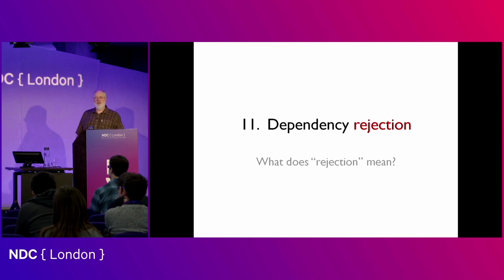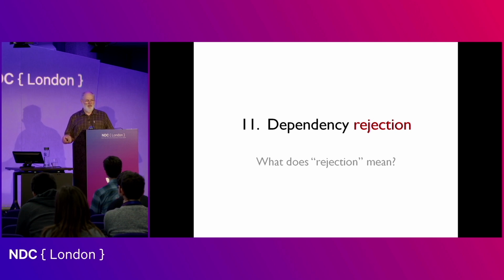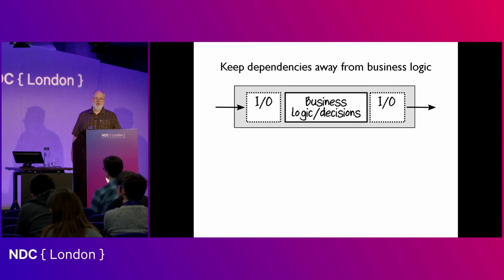What does rejection mean? It means don't have any dependencies. How can you write code without any dependencies? I will show you. This is a phrase coined by Mark Seemann, who literally wrote the book on dependency injection. And so he's now anti-dependency injection. He's pro-rejection.